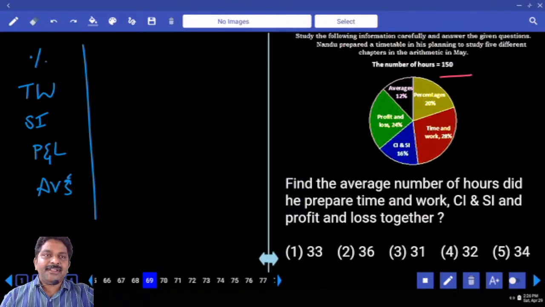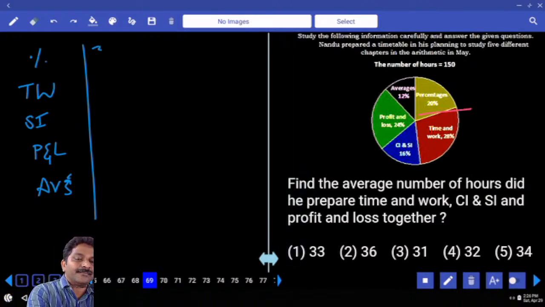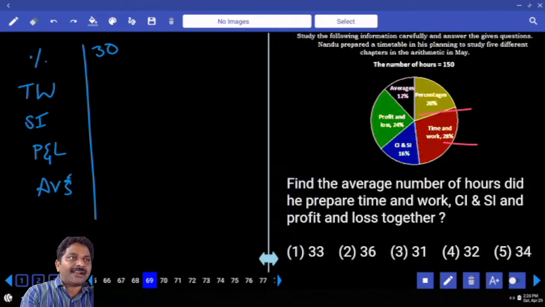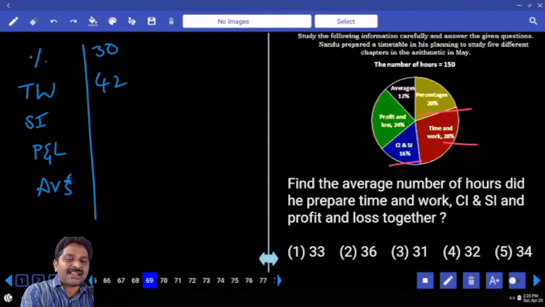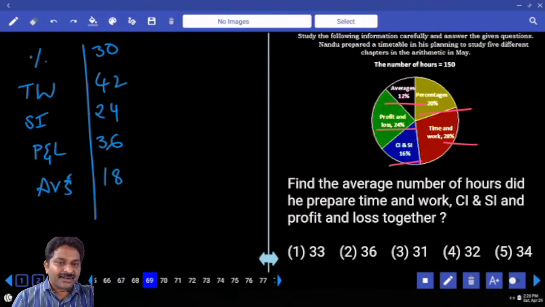100% is equal to 150. That means 100 and 150. What is the relation? Half adding. 100% is equal to 150 means 1.5 times. We call that adding half. 20%, add half: 30. 28, add half: 42. 16, add half: 24. 36, 12, 18. These are all the number of hours.